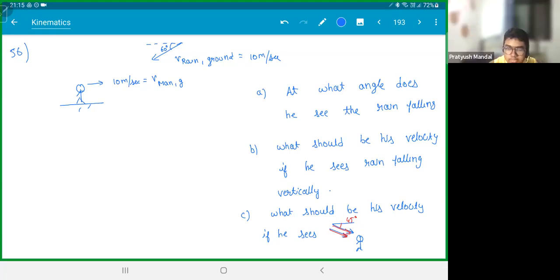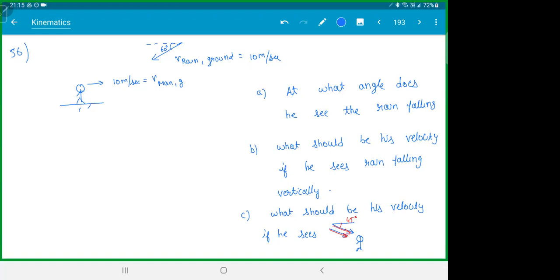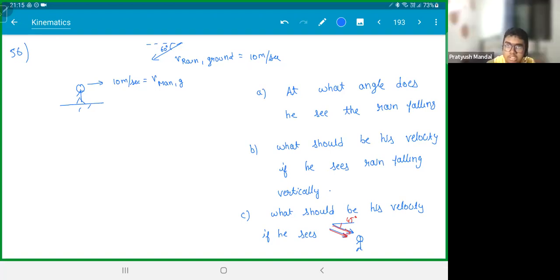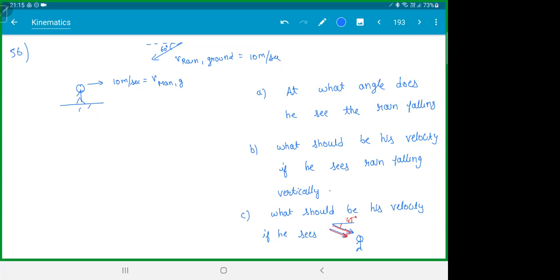Sir, in case C, speed of rain is same in question C. Yeah, the rain's velocity will never change. Only the man's we are asking. Anika, that looks right. Finish up both of them, everyone. I'll give you a minute more. Then I'll show you both.